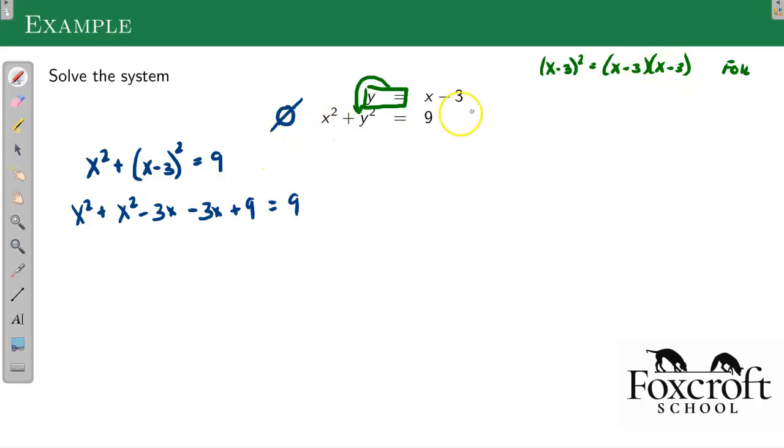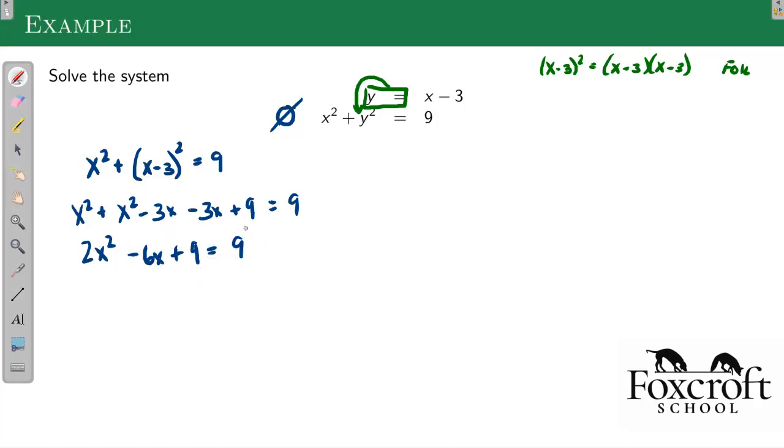The most common mistake is saying that x minus 3 squared is x squared minus 9, and that's it. You can't just put the square on these two things. You have to FOIL it out. So that's the most common mistake. Just make sure you're careful with that. Now you can combine some like terms. 2x squared minus 6x plus 9 equals 9.